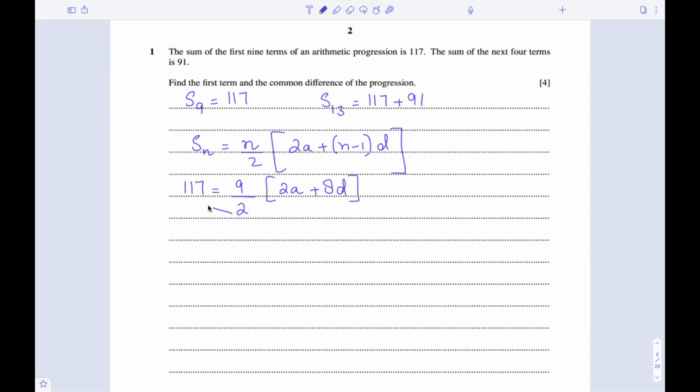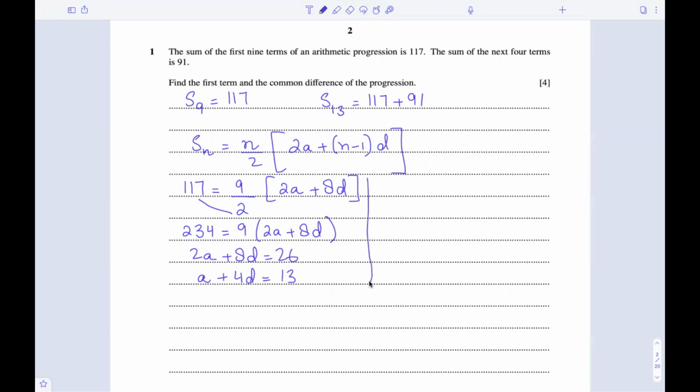Simplifying this equation, we'll multiply 2 by 117, we'll get 234 is equal to 9 times 2a plus 8d. 234 divided by 9 is 26. So we can say 2a plus 8d is equal to 26. Dividing the whole equation by 2 to make it simpler, we can write it as a plus 4d is equal to 13. So we have a first equation, which is a plus 4d is equal to 13.